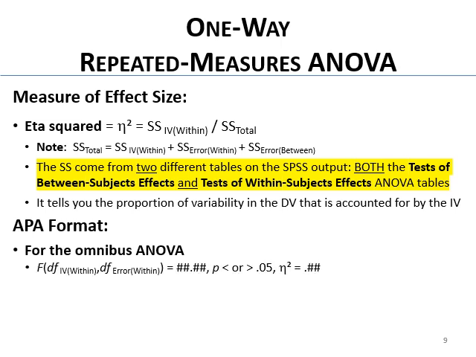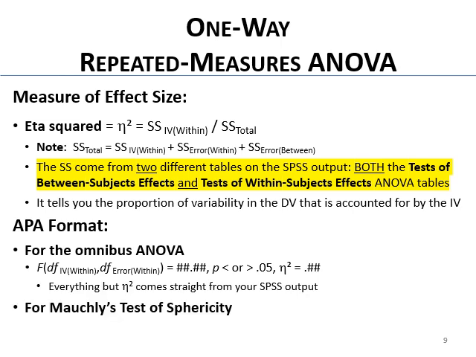How do you do APA format? For the omnibus ANOVA, it's just like last week. For a between subjects ANOVA, you have degrees of freedom for your IV, degrees of freedom for your error, and you put the actual F value in there, for Fisher, the guy who made this ANOVA test, to two decimal points, p less than or greater than, and then your eta squared. Everything except eta squared comes right from your output.